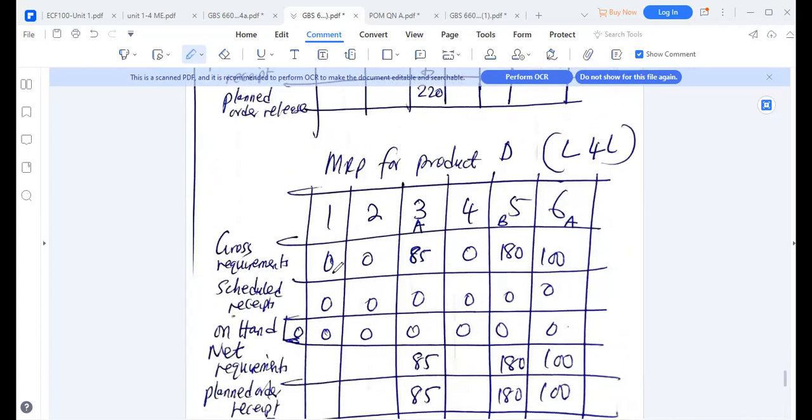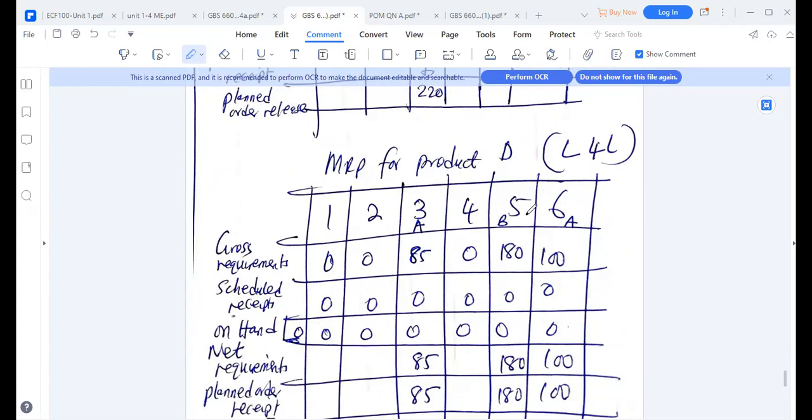So we have weeks 1, 2, 3, 4, 5, 6. The gross requirements: we have a 0 in week 1, and in week 2 we have a 0. In week 3, we are going to have 85, because it's coming from A. Then for B it is 180, because it's coming from B. And then this other one is coming from A. So we have combined what is coming from both A and B.